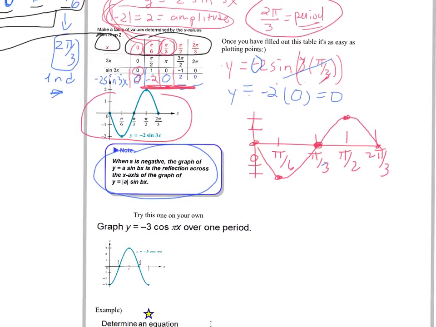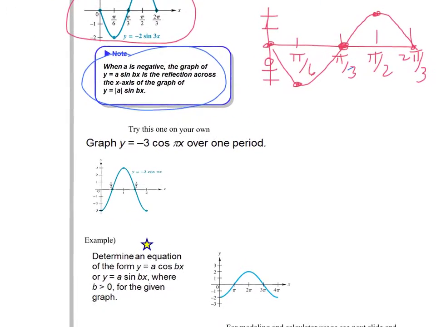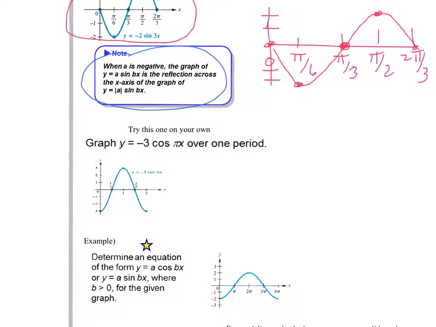Okay, now let's scoot on down here to -3 cos pi x. And now I just want you to practice 2 pi over beta. But notice that beta is pi, so 2 pi over pi, so 2 is your period. Well, notice that you're taking the period and cutting that into 4 equal parts. So 2 divided by 4 is 2/4, which is a half.